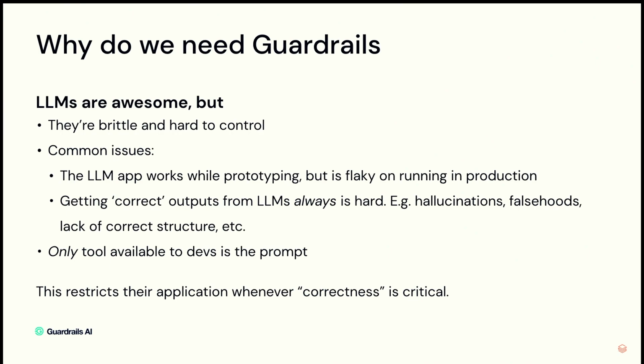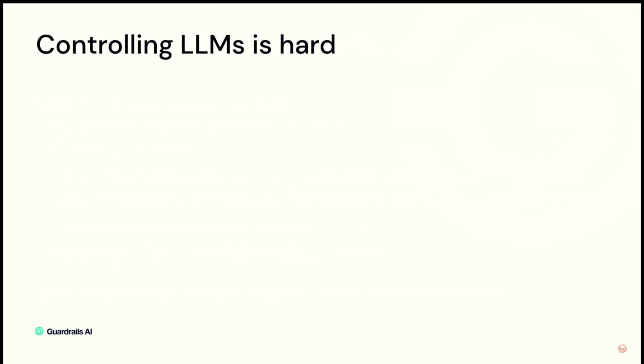Because of all of this, the practical application of LLMs in enterprise use cases where there's serious risk to the large language model not performing well is limited. So anytime where correctness is critical, and correctness is a very overloaded term here, large language models have not been deployed to the scale that we would like to see it. All of this kind of boils down to the problem of controlling LLMs. And this talk basically is about how we can control LLMs in an effective manner.